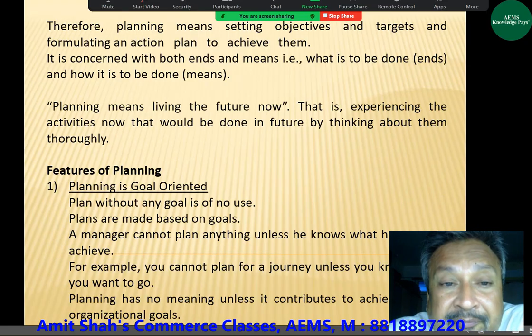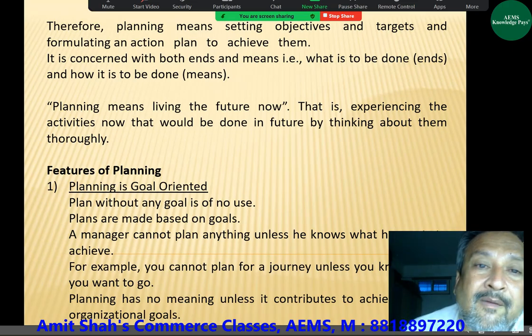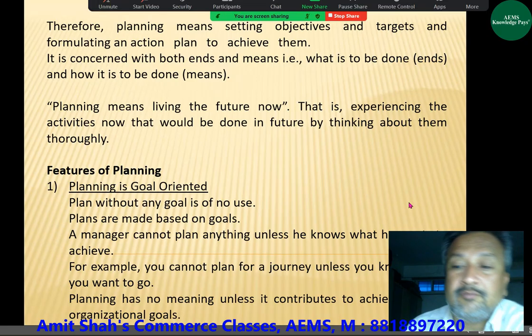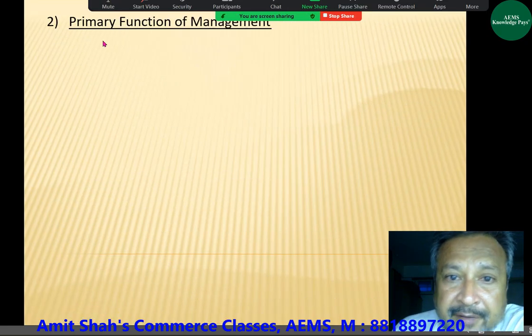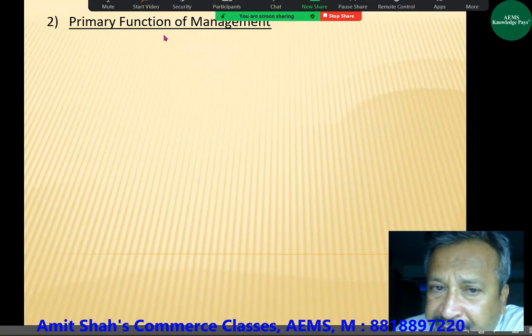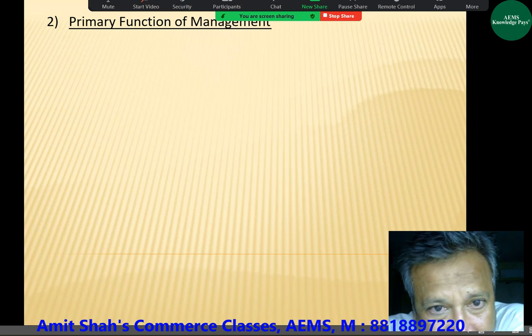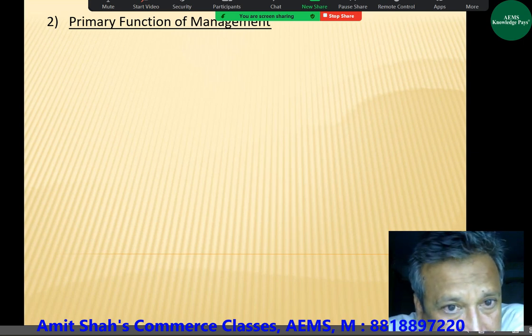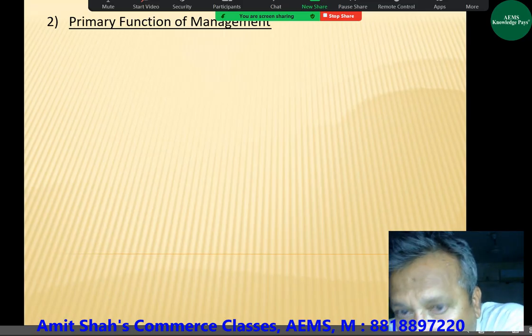Note down this also, guys. Primary function of management. It is the very first function of every manager that they plan, whether it is top level management, that is business owners or board of directors, or middle level management or lower level management. So without planning, you cannot think of any other thing.